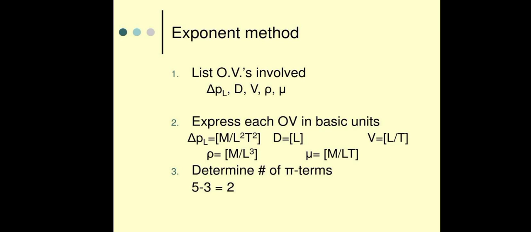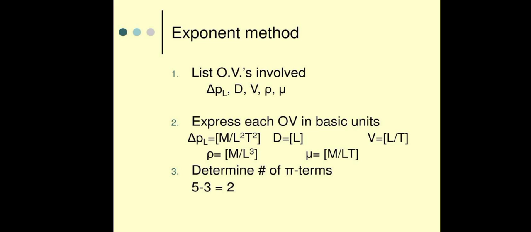The exponent method has been used. List the original variables involved: delta PL, diameter, velocity, density, viscosity. Express the original variables in terms of their dimensions. The dimension of delta PL is M by L T square. The dimension of diameter is L. The dimension of V, velocity, is L by T. The dimension of density is M by L cube. The dimension of viscosity is M by L T.